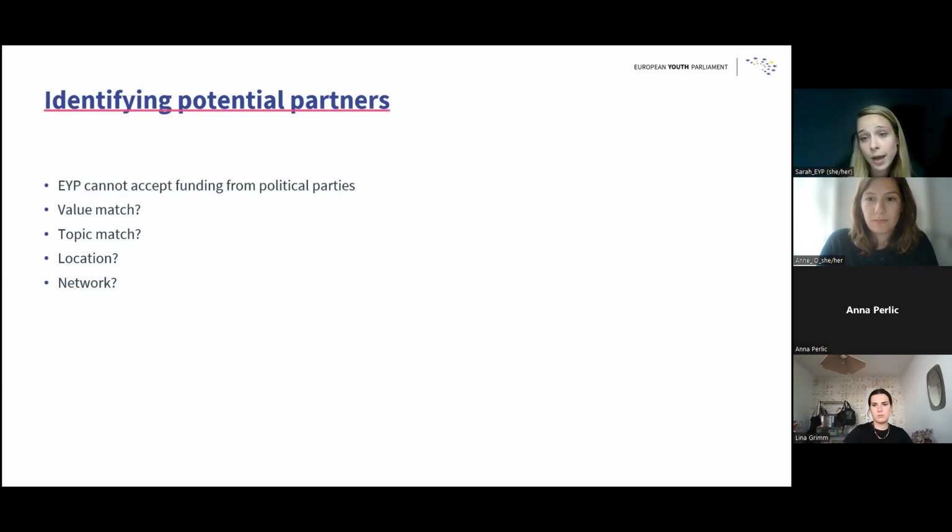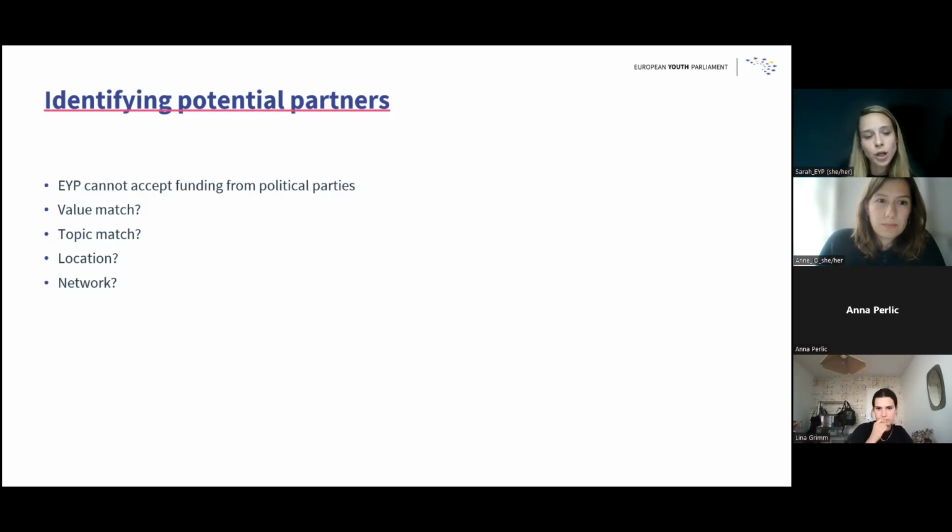Then in terms of value match, examples here can be other nonprofit, other NGOs, or also foundations that have a similar value and mission. And one example here for the EYP network is, for example, the Mercator Foundation that we are partnering with for a long time. Then the next point on the location, if you are looking for a partner for a specific event, for instance, where does it take place? Could the city or the local or the regional government be interested in partnering with you?